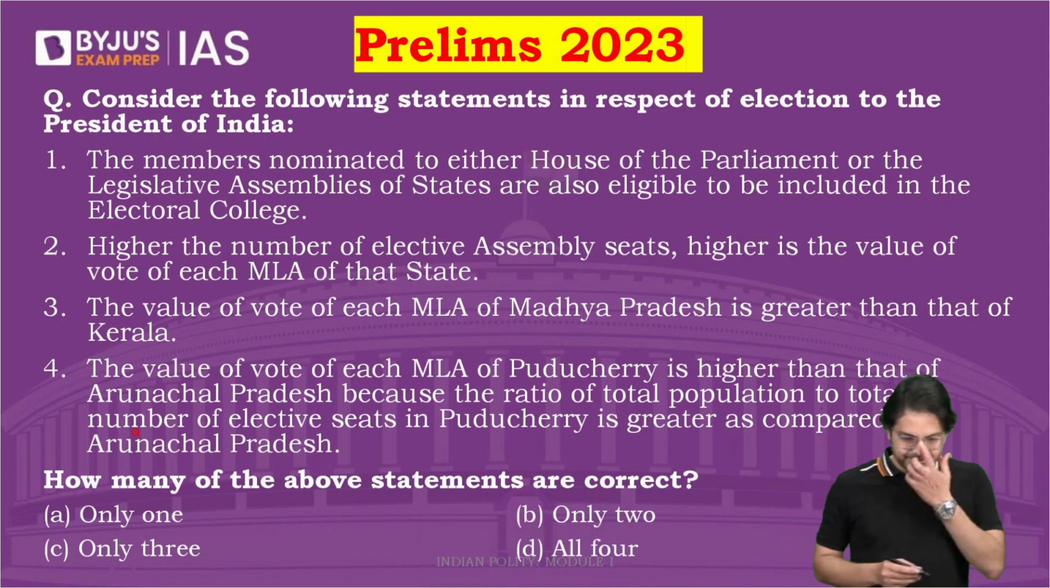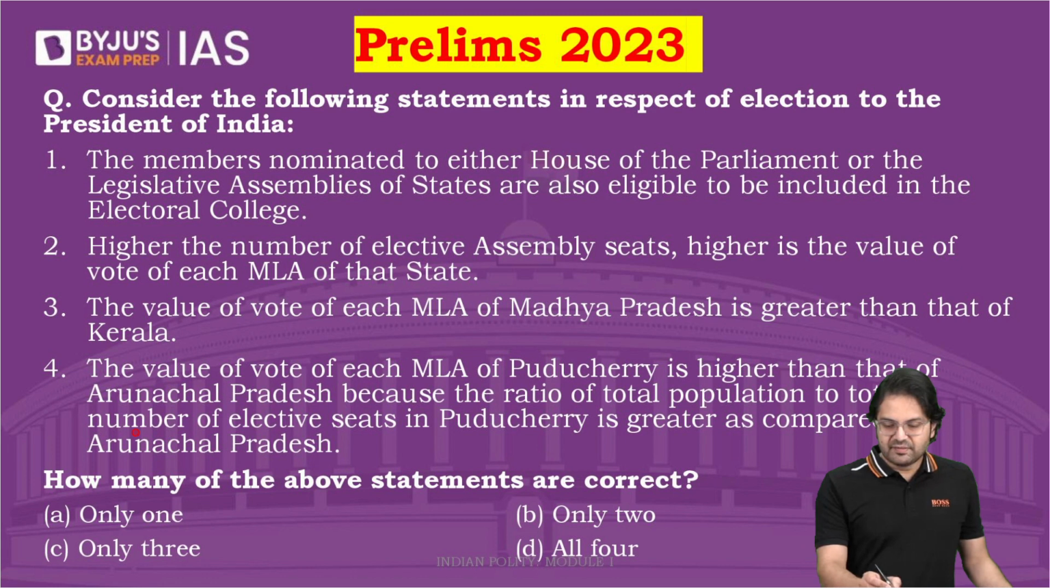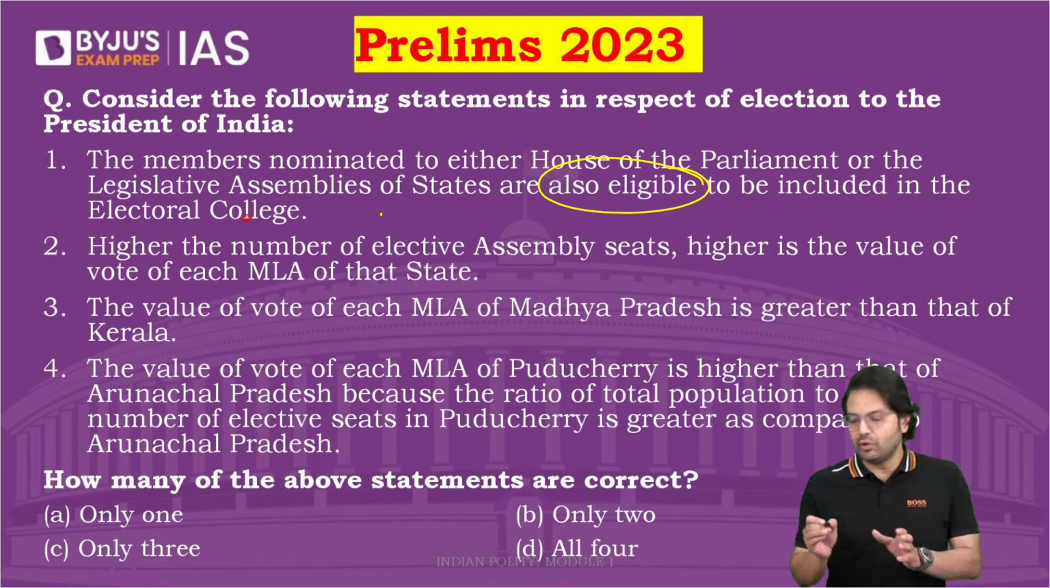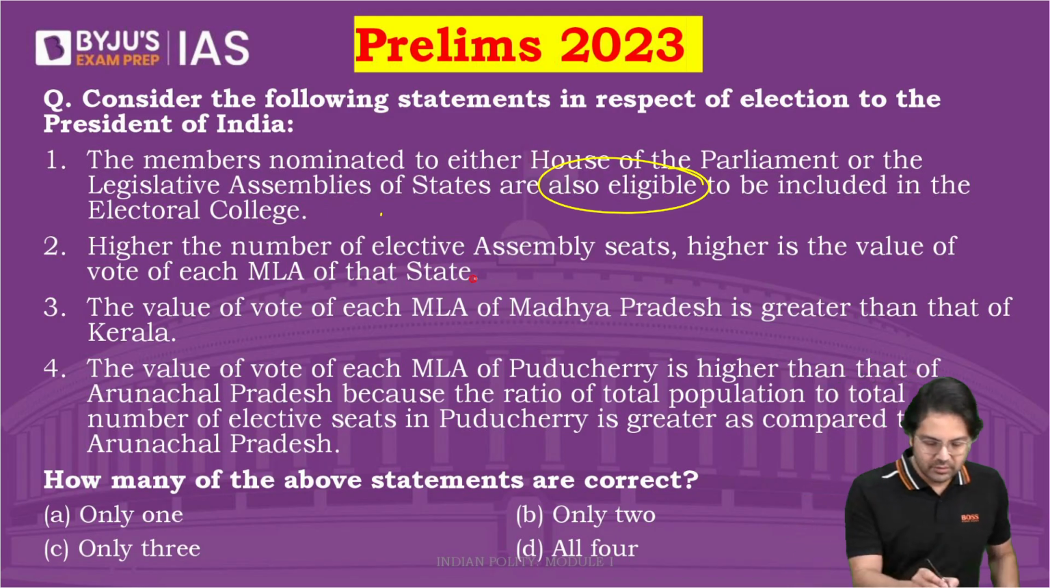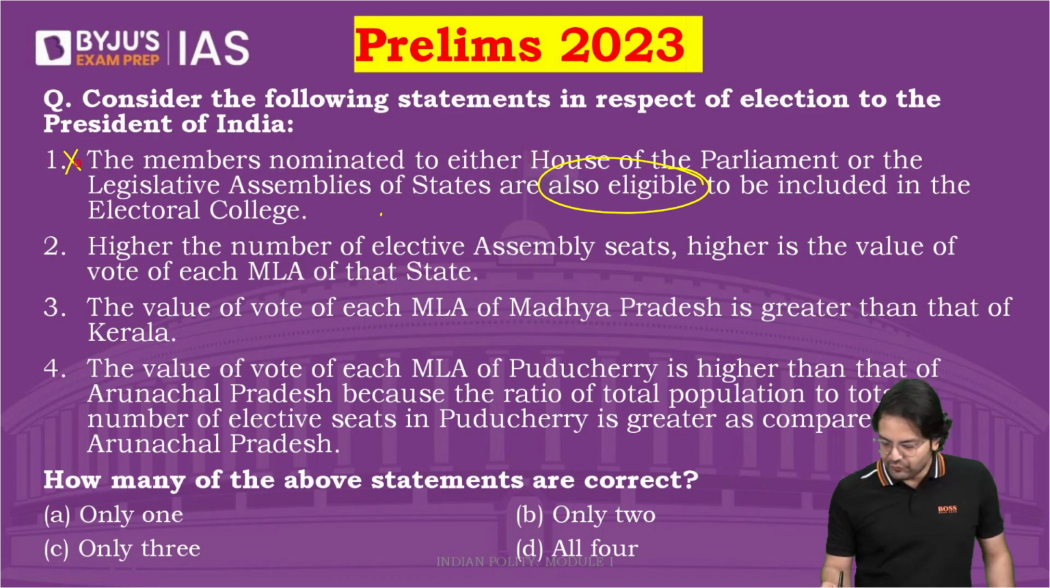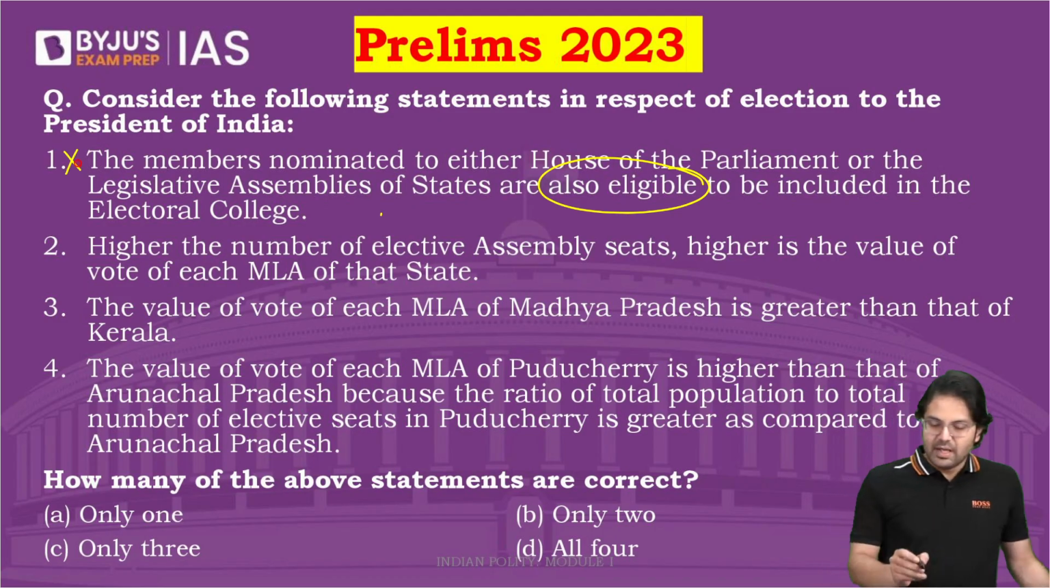So let's see. The members nominated to either House of Parliament or the assemblies are also eligible to be included in the Electoral College. We know very well that members who are nominated are not allowed to vote. One is wrong, right? So all 4 cannot be correct.